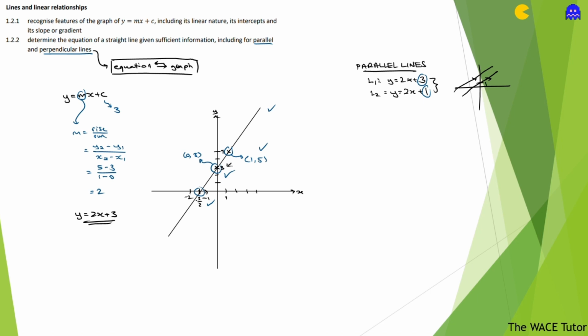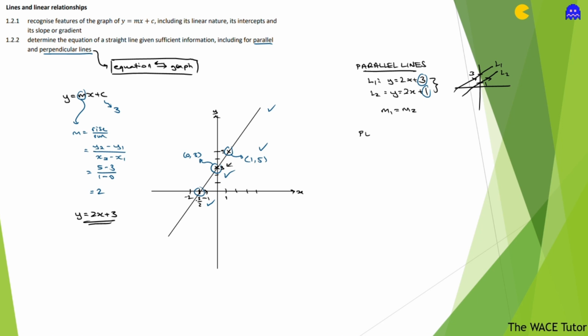This one passing through 1, so this is line 2, and this one passing through 3, so this is line 1. Importantly, one of the characteristics of these lines is that they never actually intersect with each other. And the gradients are the same. So m1 is equal to m2.